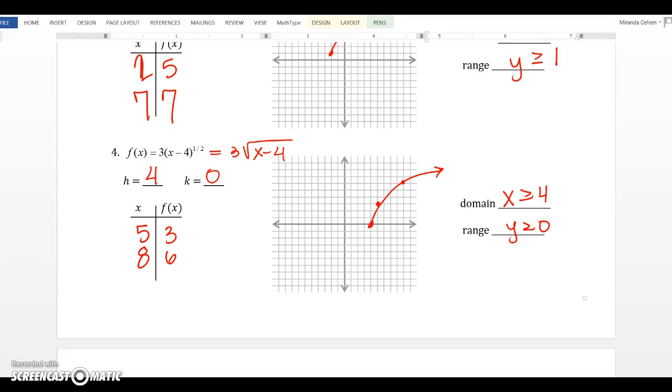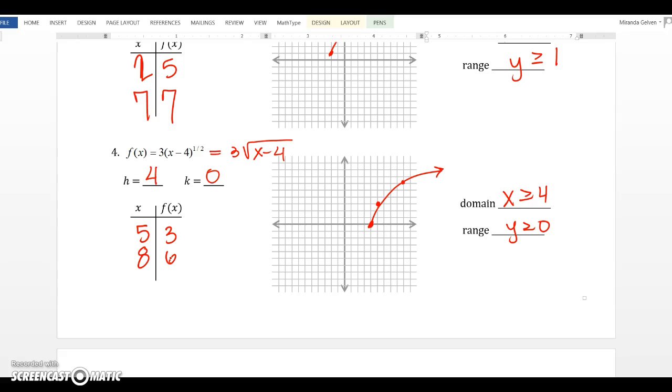Okay, so hopefully you gave this a try on your own. And I picked, for underneath my radical, I picked 5, because 5 minus 4 gives me 1. The square root of 1 is 1 times 3 is 3. I picked 8 because 8 minus 4 is 4, and then square root of 4 is 2 times 3 is 6. So today we are only working on square root functions.